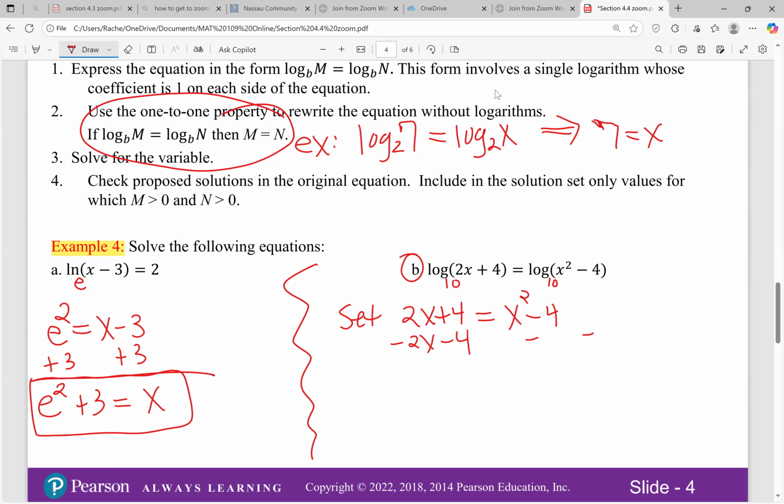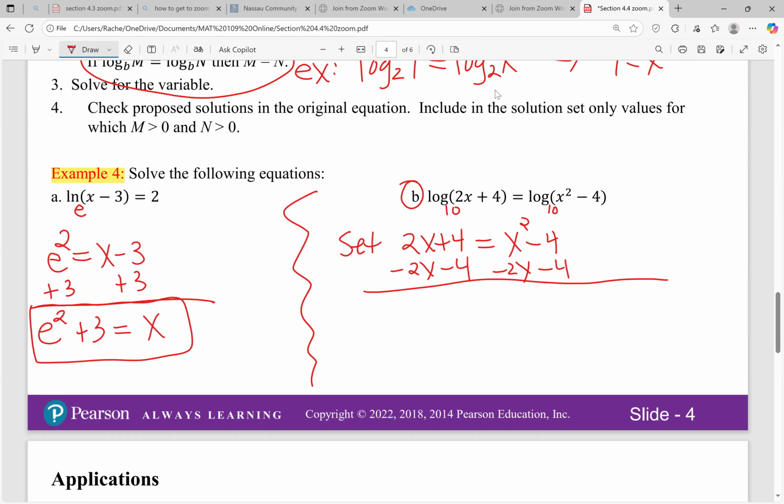And let me just move this over a little bit. So I'm going to have 0 is equal to x squared minus 2x minus 8, right? Because we have a -4 combined with another -4. So now I need to think of two numbers because I want to solve this quadratic, right? But in order to do that, I'm going to try to factor.